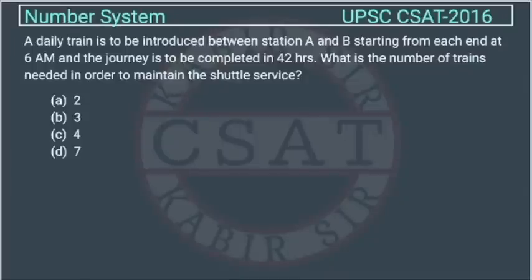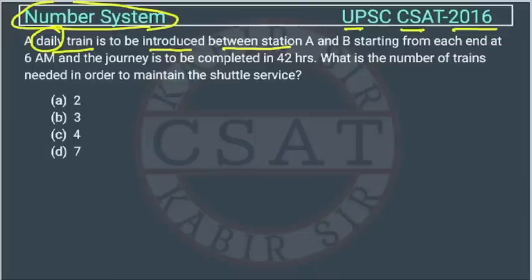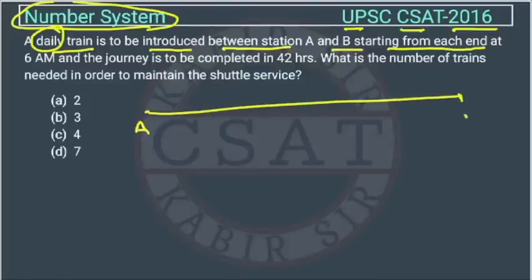This is a question from number system asked by UPSC in CSAT paper of 2016. A daily train is to be introduced between, daily train we need, right? Between station A and B, starting from each end, right? So suppose this is station A and suppose here we have station B, right? So daily train we need. So we are starting a train from each end. From here also we are starting one train, and from here we are also starting one train.